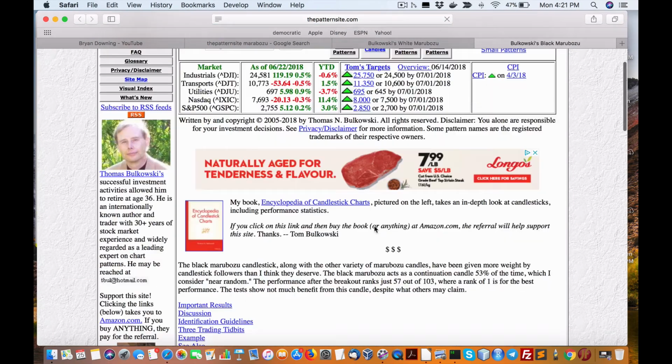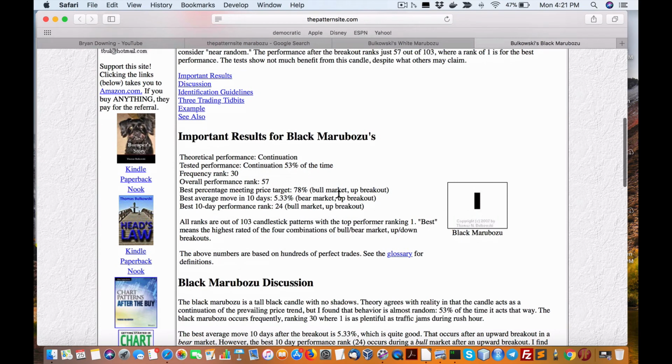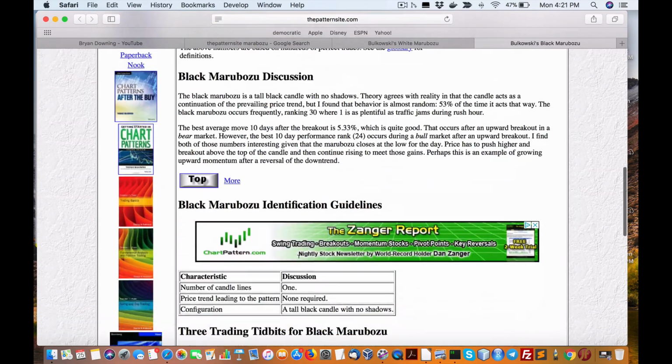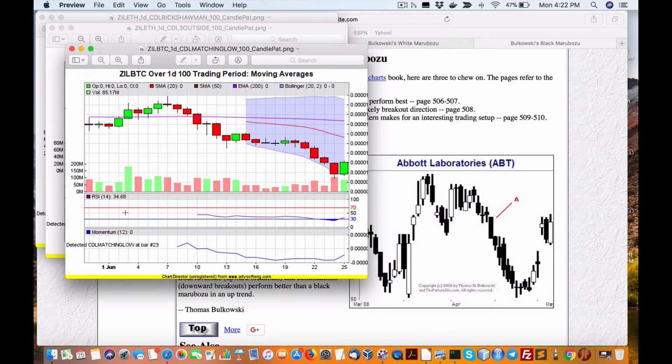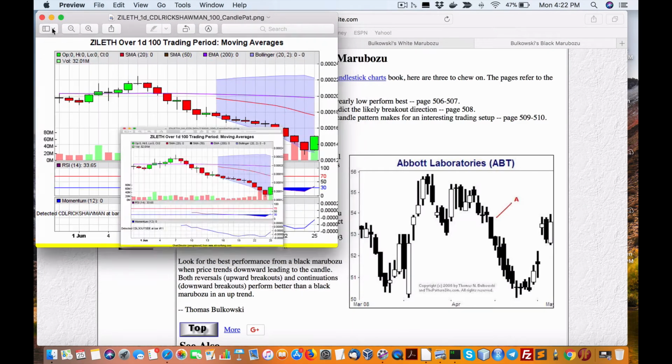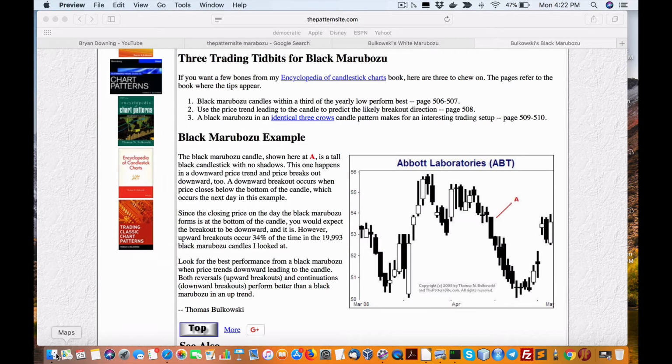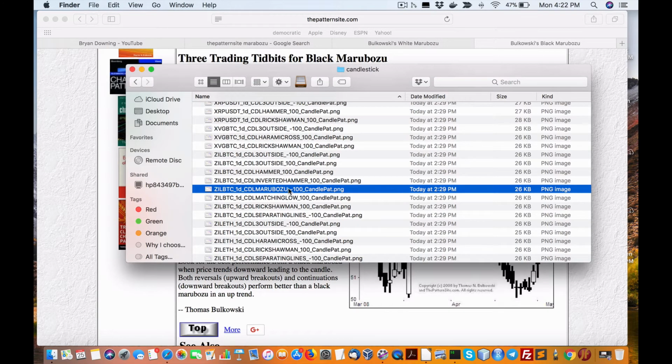Okay. So here is a black, all ranks with top performer based. Above numbers are based on hundreds of. So here's that bar. Marubozu shown here is a tall black candle with no shadows. So our Marubozu usually I find pretty good success with these guys.